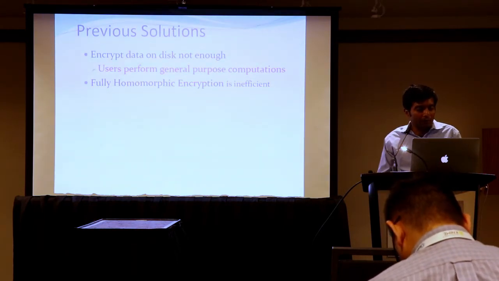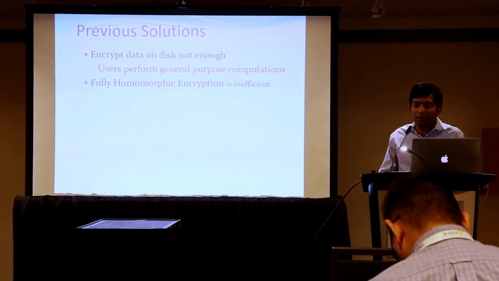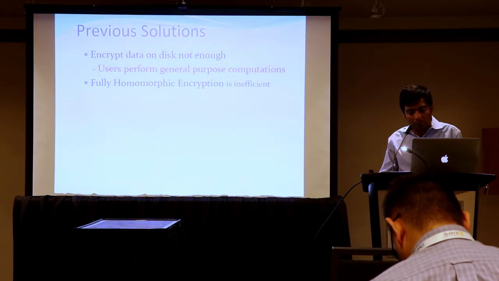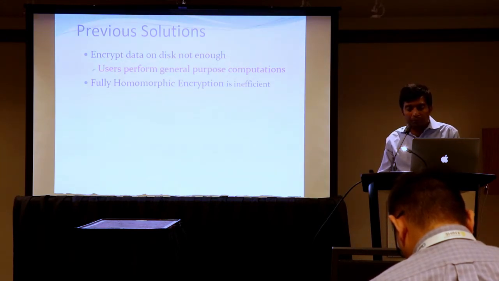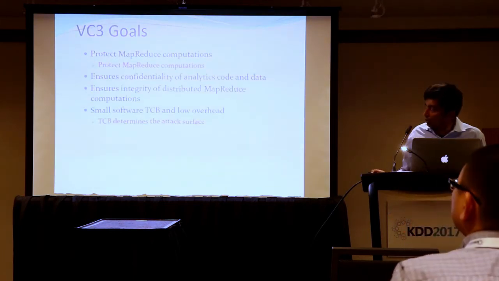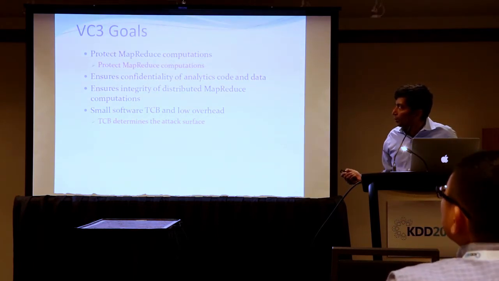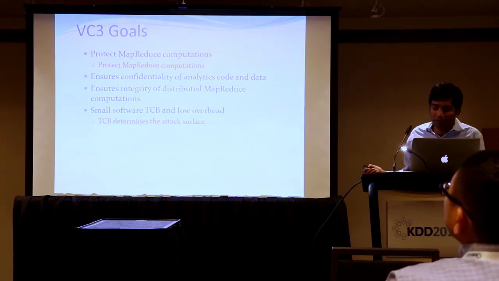So one approach is, why don't you encrypt the data on the disk? But that's not enough, because of general purpose computation. When you run general purpose computation on this encrypted data, that may not work. You can say, why don't you use fully homomorphic encryption, which will not be efficient in this case. So in this work, the authors tried to protect the MapReduce computations, ensuring the confidentiality of the analytics code and the data.